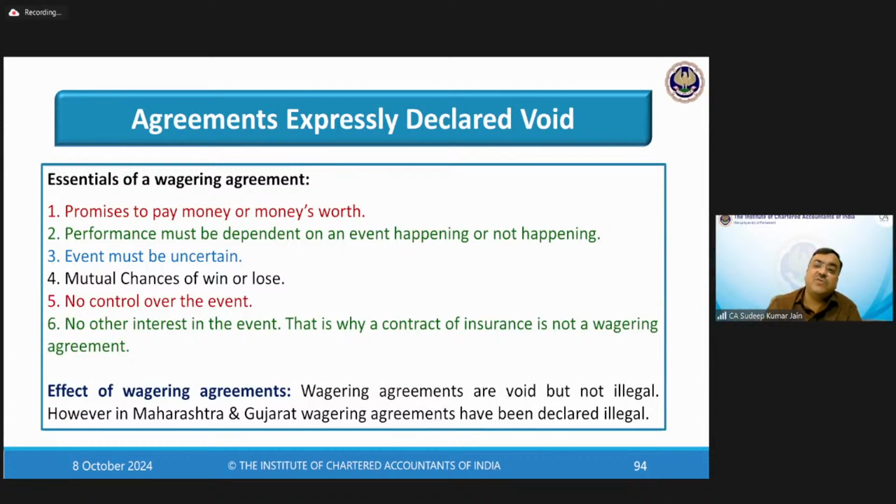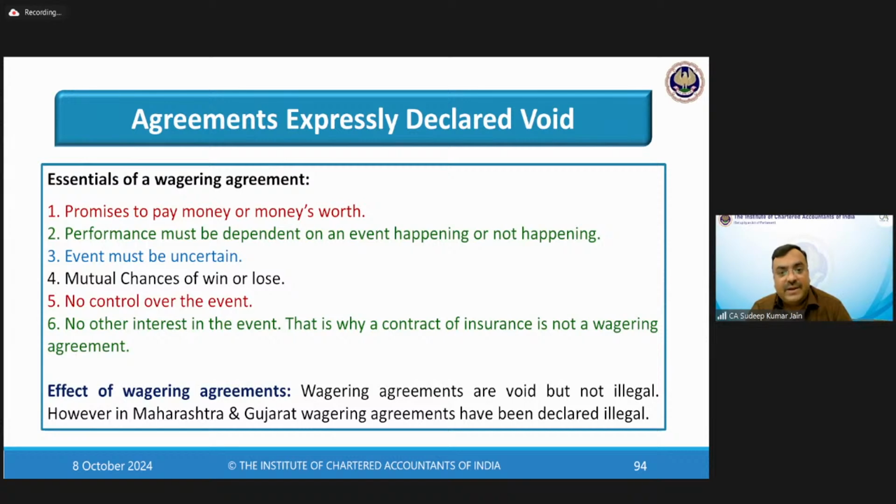But a contract of insurance is not wagering because the company giving the insurance and the person taking the insurance have the same interest. मैंने इंश्योरेंस लिया किसी ABC कंपनी से कि अगर मैं मर जाऊंगा तो इतने पैसे मेरी फैमिली को मिलेंगे, तो ना तो मैं चाहता हूं मर जाऊं, ना मेरी कंपनी चाहती है मर जाए. They have the same interest. So that's why insurance is not a wagering agreement. It is a contingent contract. Right?